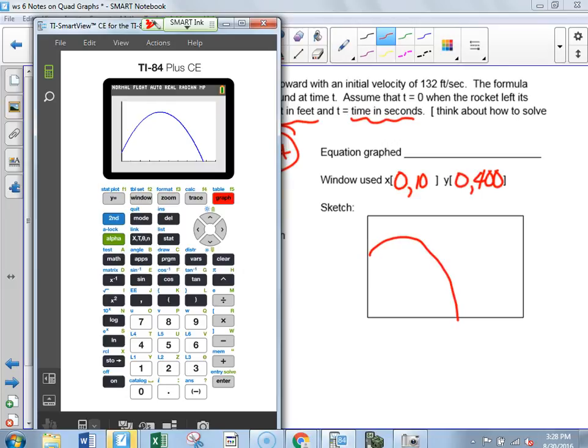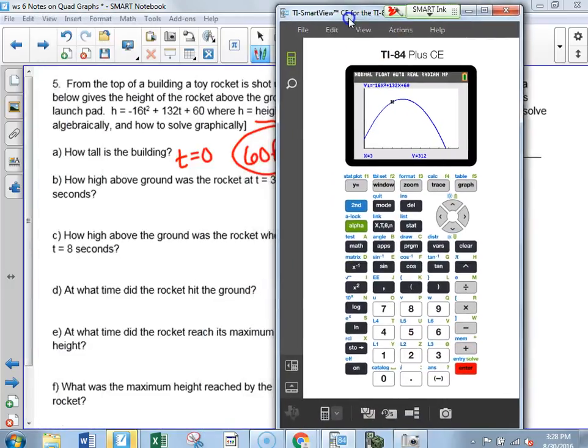All right, so the fast way to find its height at 3 seconds, you can use the table. Some of you are great fans of the table. I would just go trace 3, enter, and it would tell me its height at 3 is what? Oh, didn't work. I hit trace, 3. It's not working. Are you on your graph? You have to be on the graph.